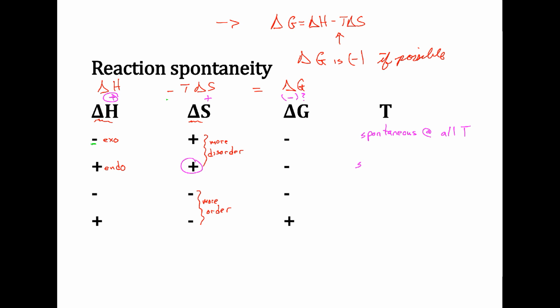So what we could say is if you have a positive delta H and a positive delta S, this will be spontaneous in the limit of high temperatures.